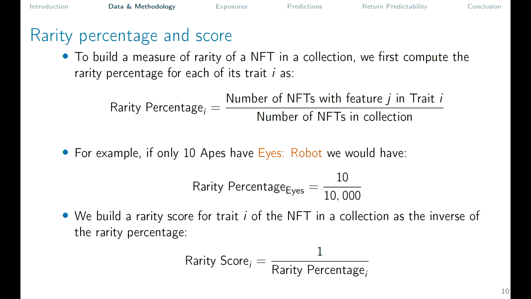Okay. So the second thing, I'm going to create some kind of rarity score. There are some formulas here, but really what you need to understand is the following. We want to understand what is the proportion of all of the Bored Apes that have a particular feature. Suppose you have only 10 apes with robotic eyes, and there are 10,000 of them, then the rarity is going to be just 10 over 10,000. And the rarity score is going to be just the flip of it.